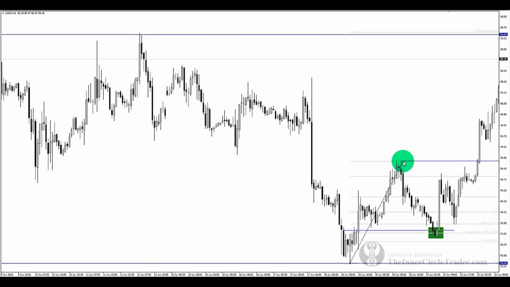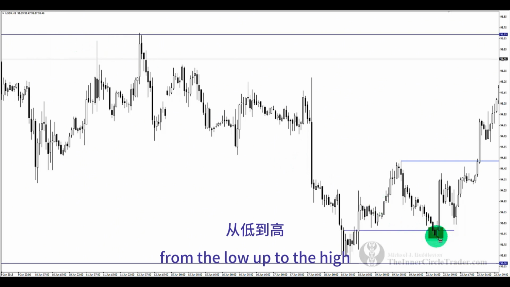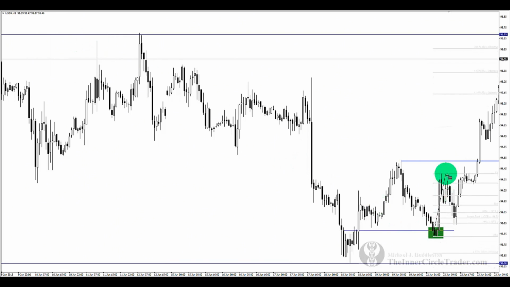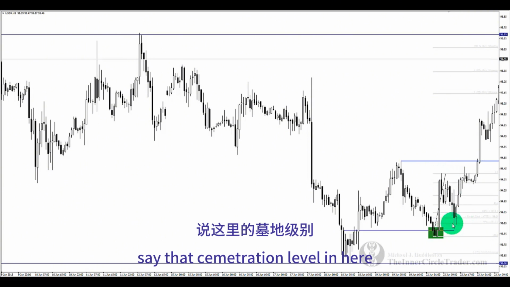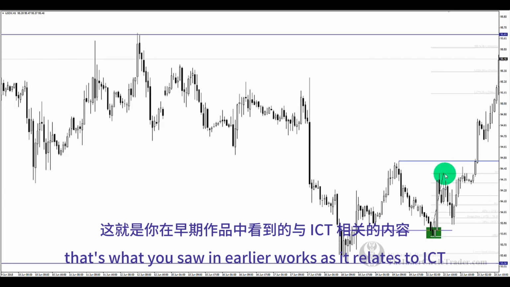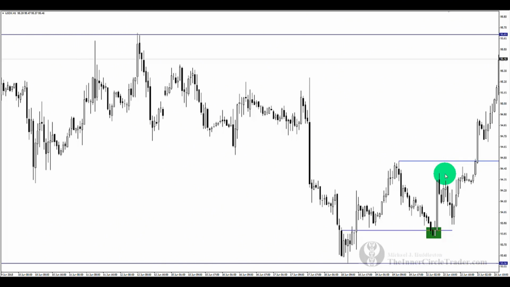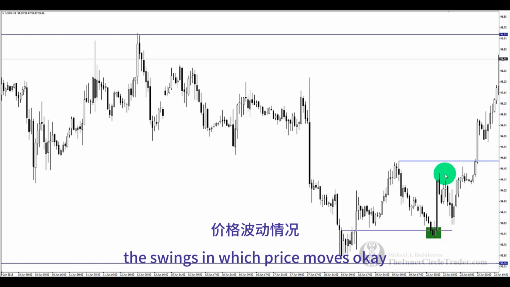You can take the fib right here from the low up to the high right here, and you'll get 79% retracement level in here, back to an order block, and rallies off again. That's what you saw in earlier works as it relates to ICT in my teachings. What I want you to primarily focus on now is the swings in which price moves.